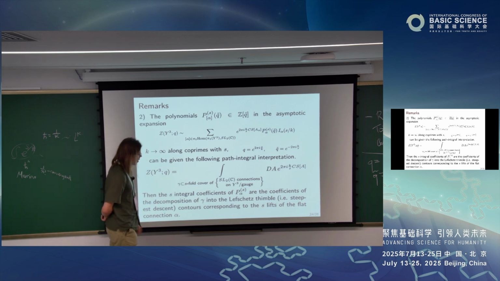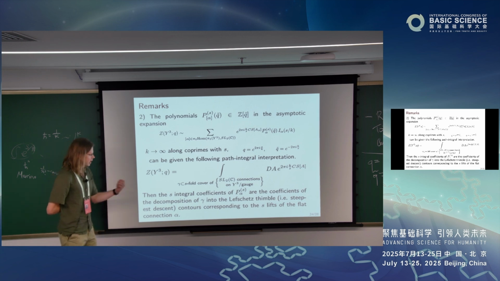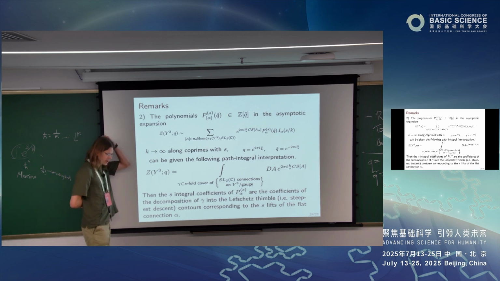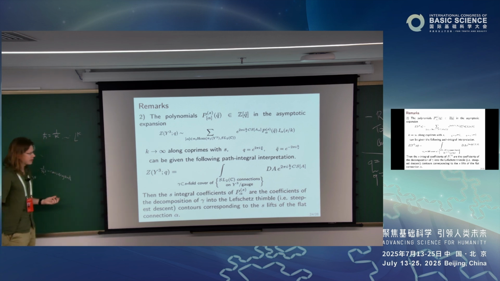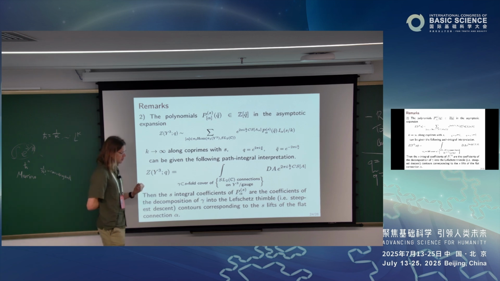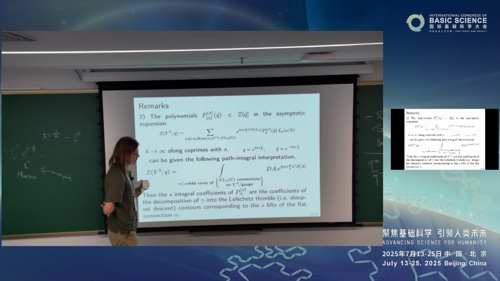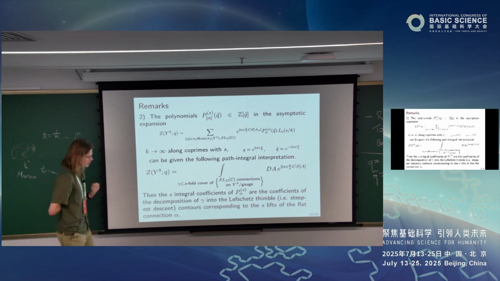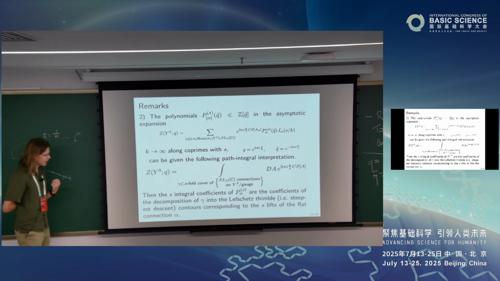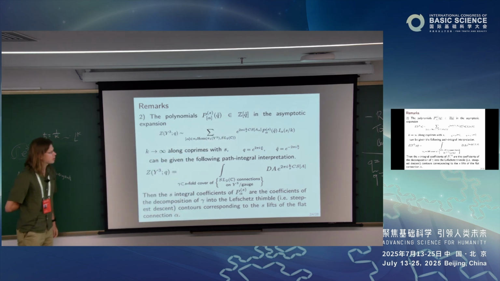Since it's the s-fold cover of this space of SL2C connections modulo gauge transformations, each critical point has s lifts. And any contour integral can be uniquely decomposed into Lefschetz thimble contours. So for each flat connection we want to specify s integer numbers, which are the coefficients of the decomposition of the contour with respect to those Lefschetz thimbles. And these s numbers are exactly the coefficients of this polynomial.